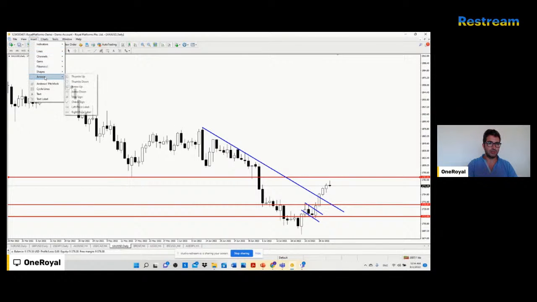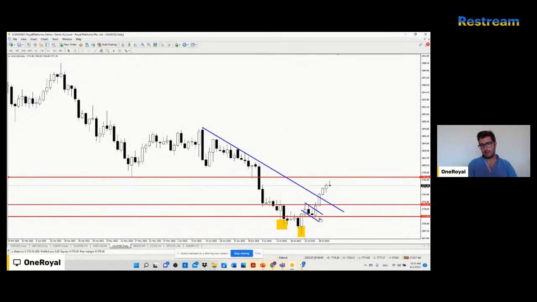Let me show you the inverse head and shoulders. We have an inverse head and shoulders. 1, 2. This is the head. And we will have here the second shoulder. Sorry. Okay. And on the lower time frame, we had this bullish flag, which is a consolidation. The bulls were preparing to push the market to the upside, and they succeeded. We have a break of this bearish trend line. So the market most probably will go to test this resistance, the 1786 mark.